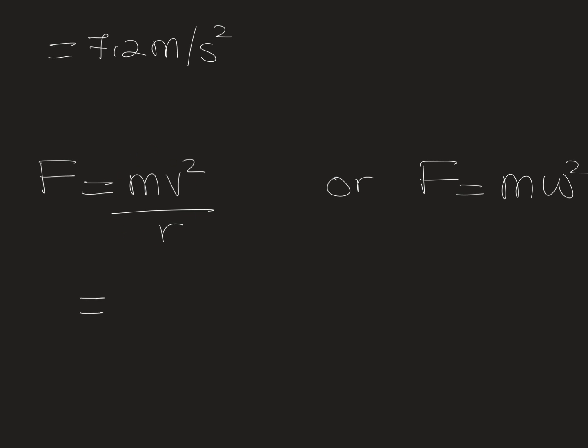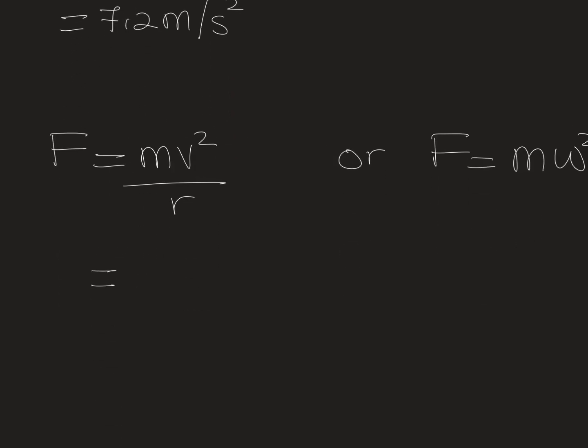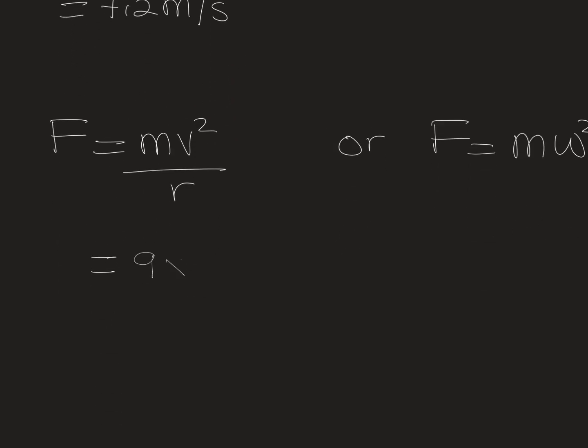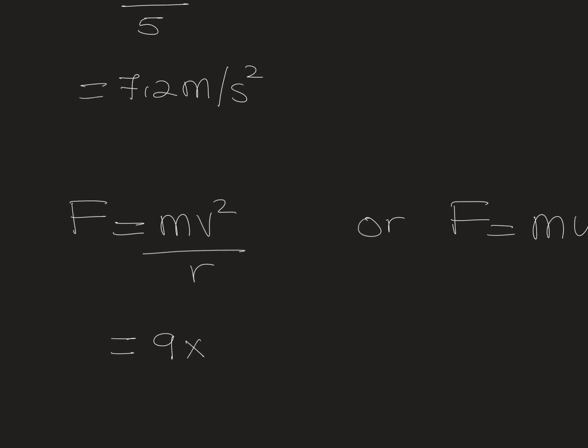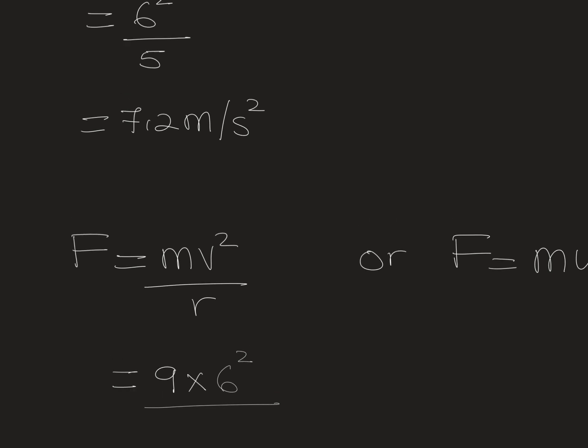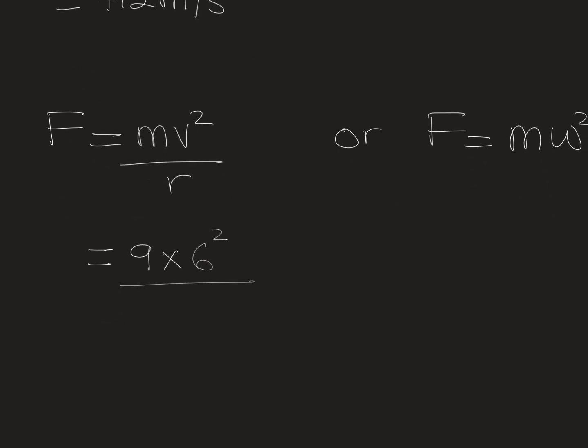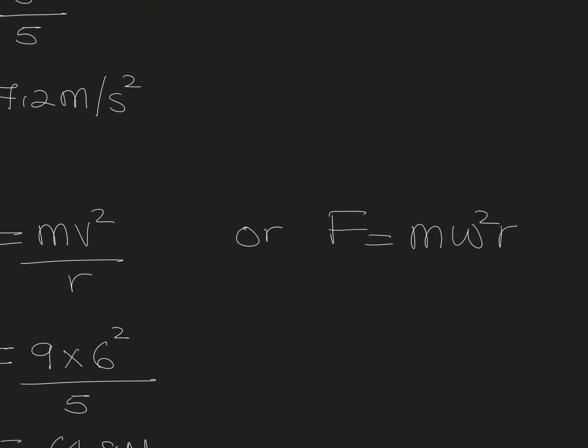The mass of the object given in the question is 9 kilograms, multiplied by the linear velocity 6, squared, divided by the radius 5. So that is 9 times 6 squared divided by 5. We will end up having 64.8 newtons as our answer.